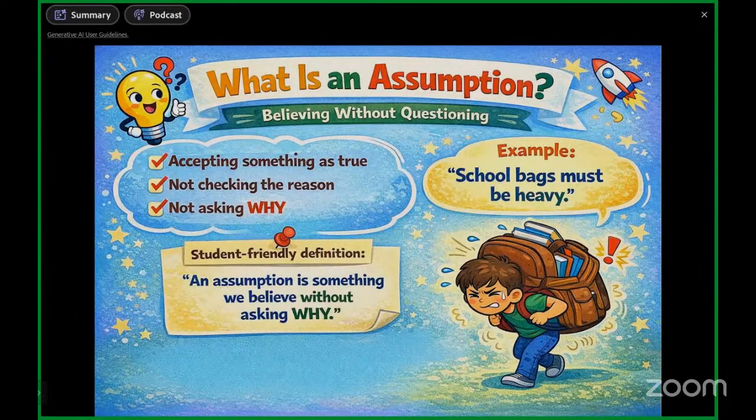As we said, we accept something as true. We don't check the reason. We don't ask why it is happening. If we're not doing those things, we are having assumptions in our mind, and those assumptions will form our thoughts when we do things. An assumption is something that we believe without asking why.